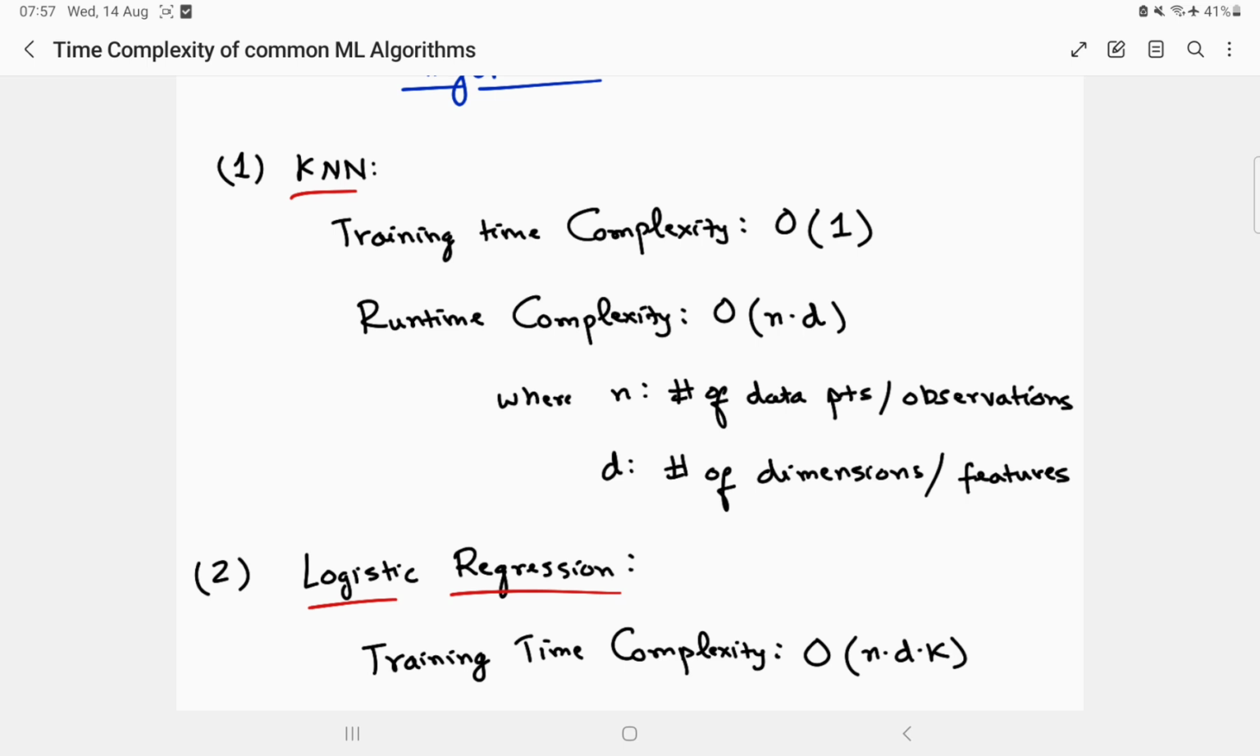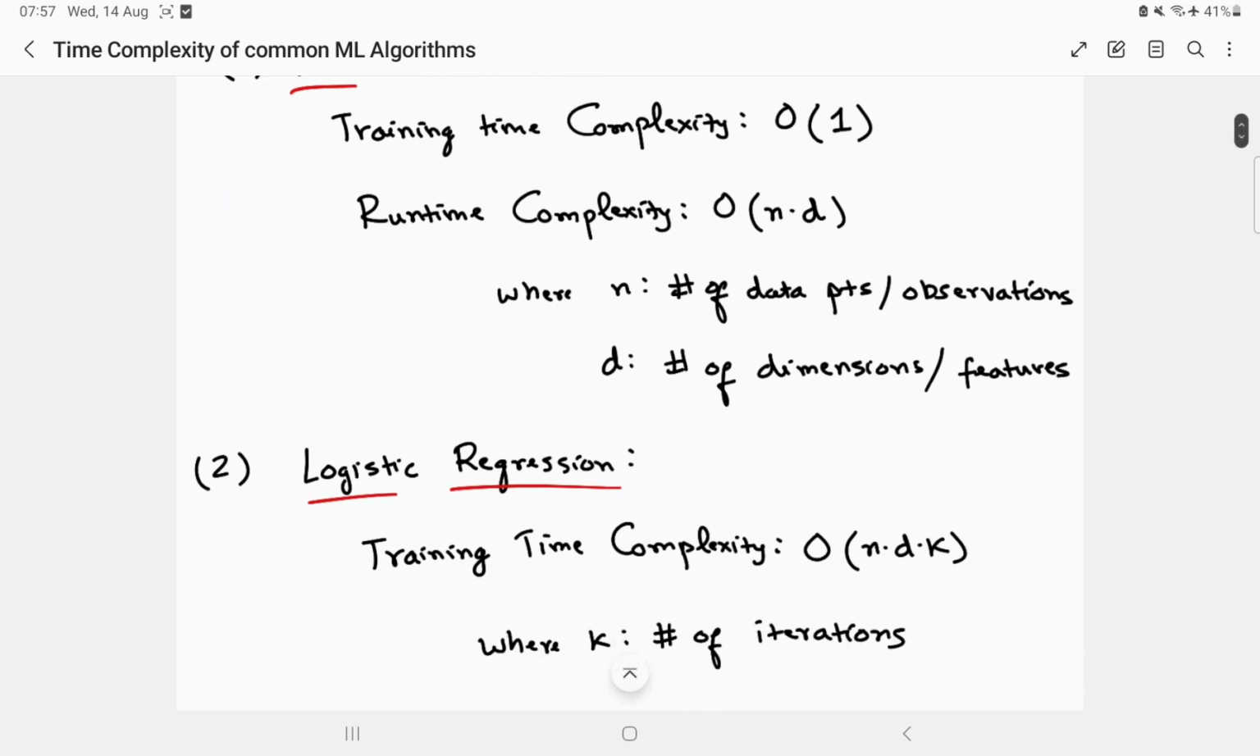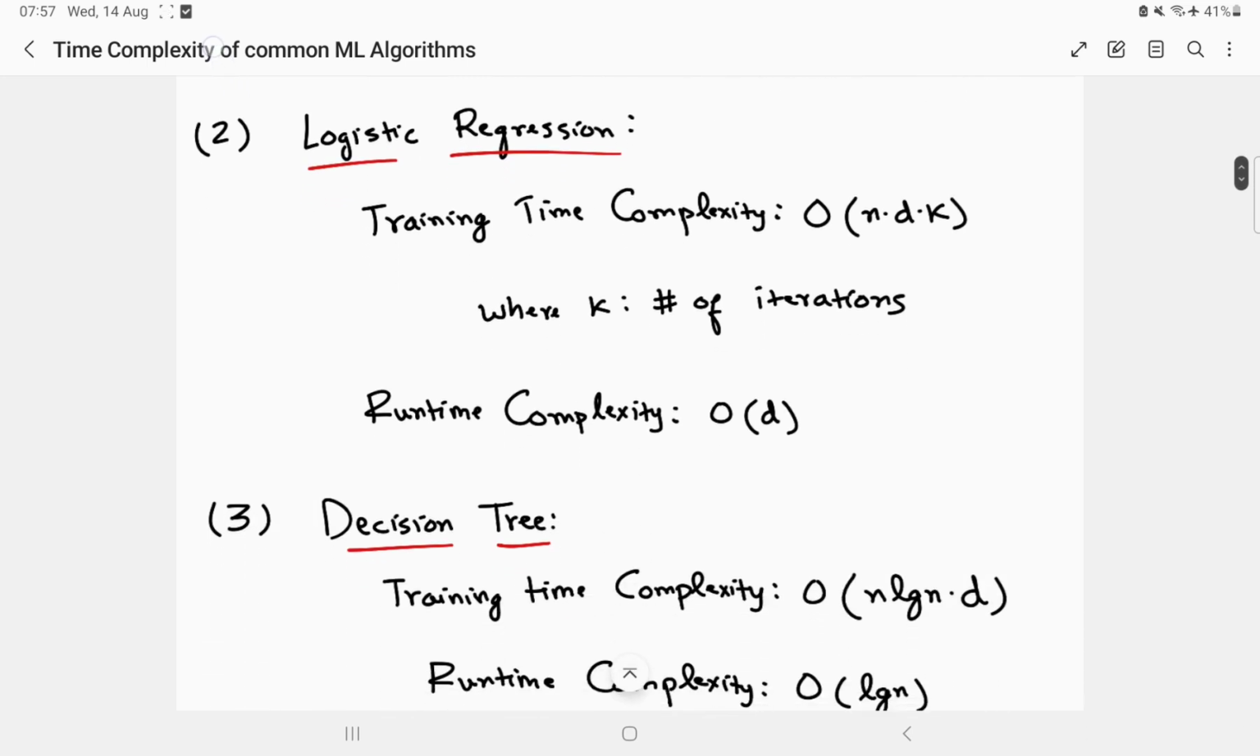The runtime complexity for KNN is big O of n times d. So for each prediction, KNN needs to compute the distance to all the n points in the dataset with d dimensions. And like we mentioned, n refers to the number of data points or observations, and d refers to the number of dimensions or the features. So it's pretty straightforward.